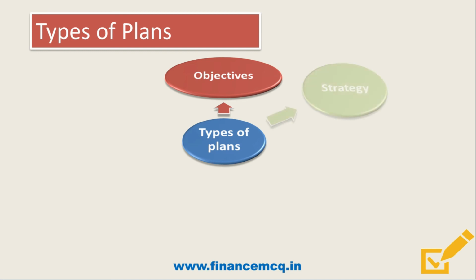Now the next type of plan is strategy. Strategy is a comprehensive plan for accomplishing an organization's objective. This comprehensive plan will include 3 dimensions: determining long-term objectives, adopting a particular course of action, and last, allocating resources necessary to achieve the objective.